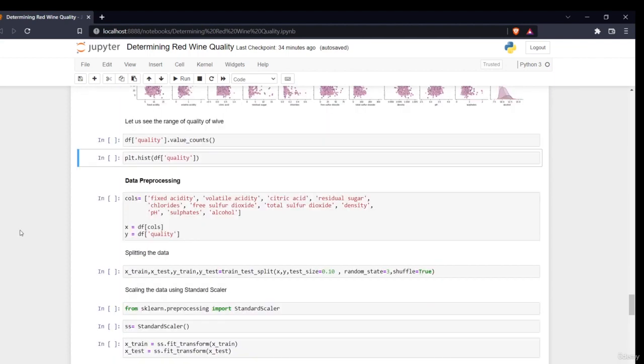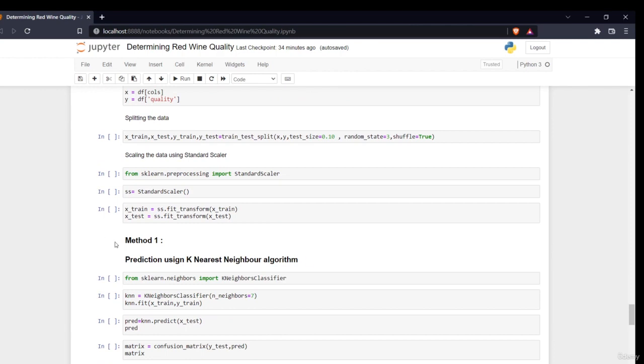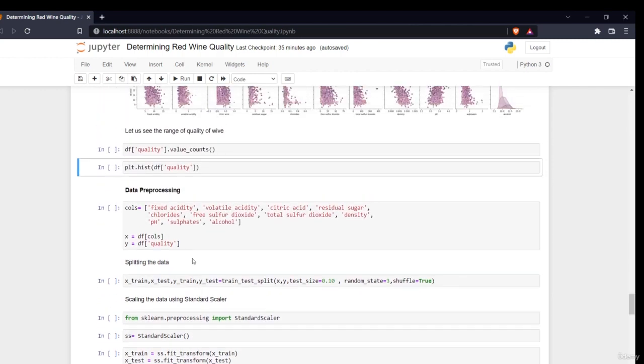Hello all and welcome to the next section of our project. In the previous section we have done the data analysis part. Now let us move to data pre-processing. There's not much to process in this. The only thing is we'll be doing this in the first method, prediction using k nearest neighbor. So let us do it very quickly.